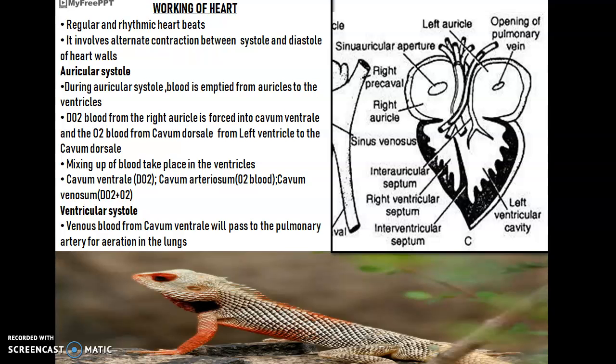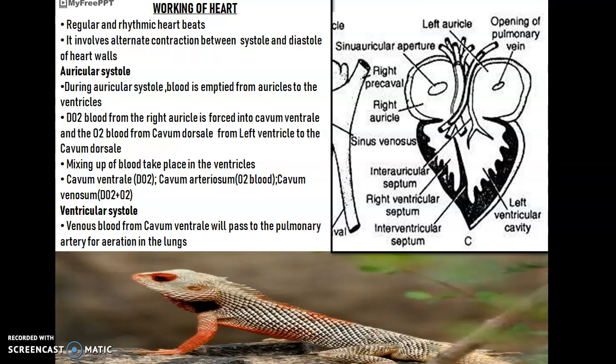And the contraction of the heart wall is called a systole, while the relaxation of the heart wall is called a diastole. So let's move to the detail of how the heart works for the pumping of blood to various body parts. The first one is called auricular systole. I told you that systole is nothing but the contraction of heart walls. So auricular systole means the contraction of the auricles.